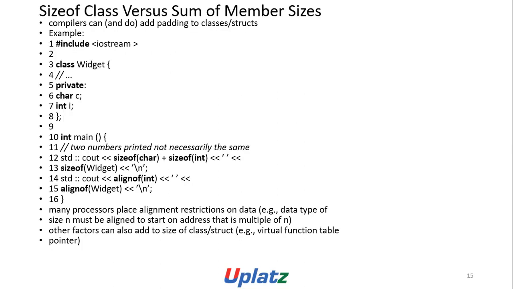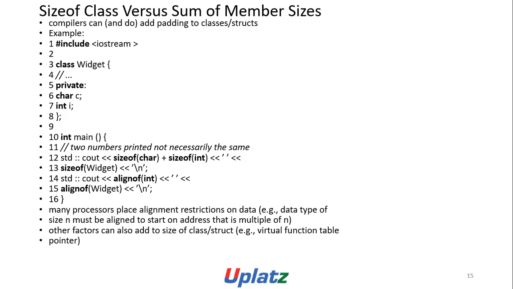Size of class versus sum of member sizes. Compilers can and do add padding to classes and structs. #include <iostream>, class Widget { private: char c; int i; }; int main, two members, the printed sizes are not necessarily the same. std::cout << sizeof(char) + sizeof(int) << sizeof(Widget) << "\n"; std::cout << alignof(Widget). Many processors place alignment restrictions on data. That is, a data type of size n must be aligned to start on an address that is a multiple of n. Other factors can also add to this.